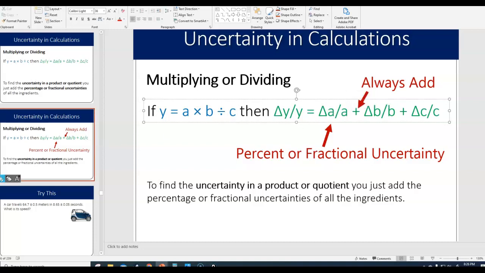So delta A over A would be the fractional uncertainty. The percent uncertainty would be delta A over A times 100, and so on and so forth. Again, the rule is when you are multiplying or dividing, you add the percent uncertainties. Let me say that one more time so you make sure to add that to your notes. When you multiply or divide quantities, you add their percent uncertainties.